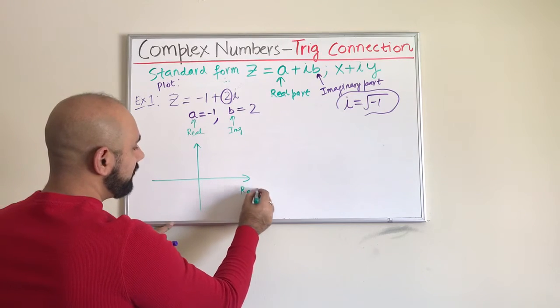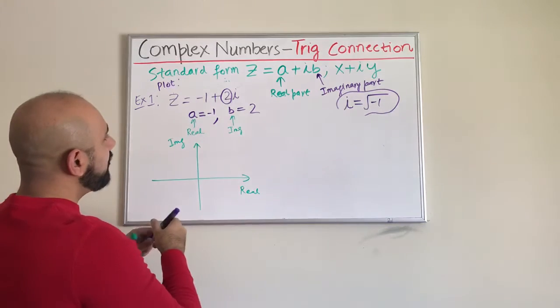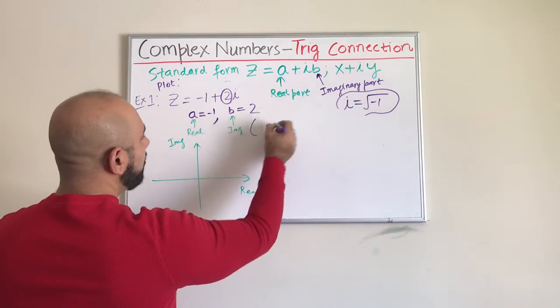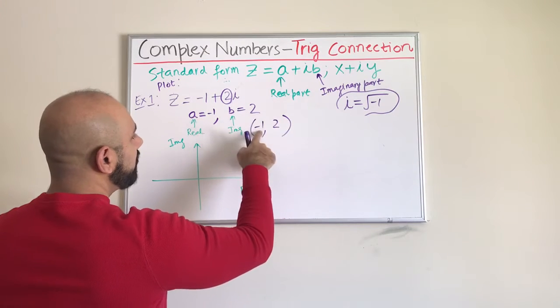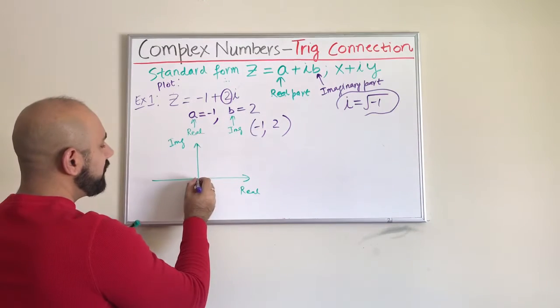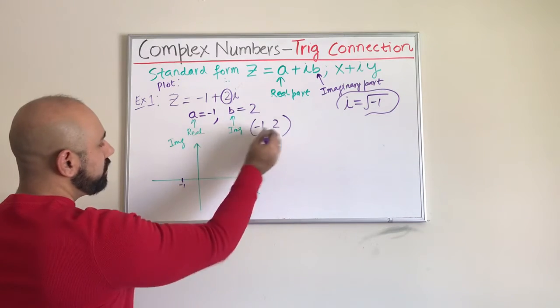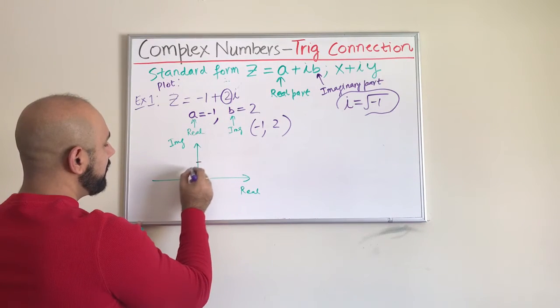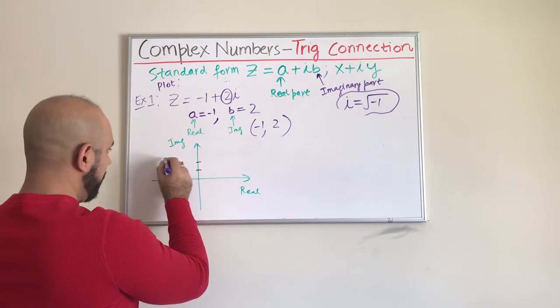This is my real axis, this is my imaginary axis, and to plot a = -1 and b = 2, you can already write it down as a coordinate pair, -1 and 2. So -1 means from the origin I have to go left by 1 unit, so it is, let's say, right here, and then +2 means I have to go up by 2 units, let us say, which is right here. So guys, this is my complex number.